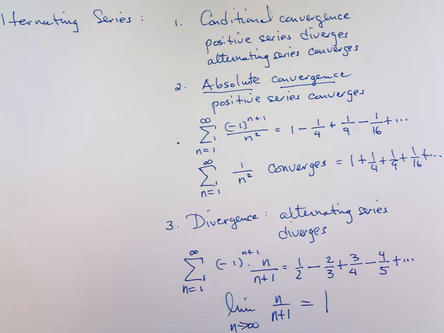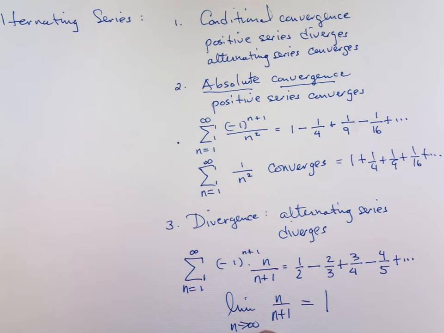In order for any series to have a chance at converging, at having a finite sum, the nth term must be going to 0. If that nth term is not going to 0, forget it. There's no way it's going to converge. It will diverge.